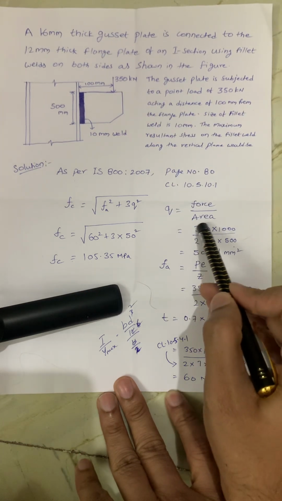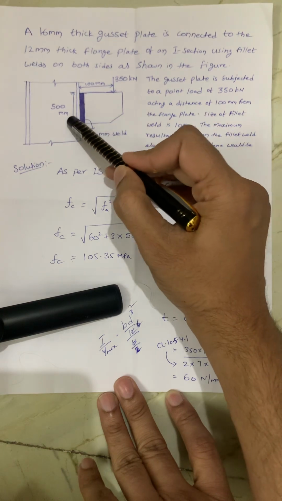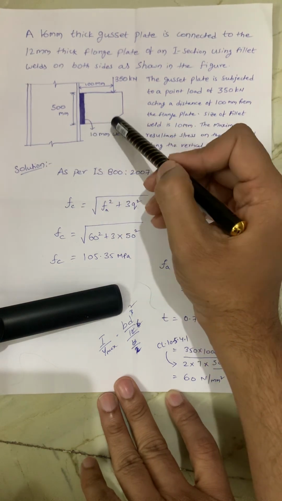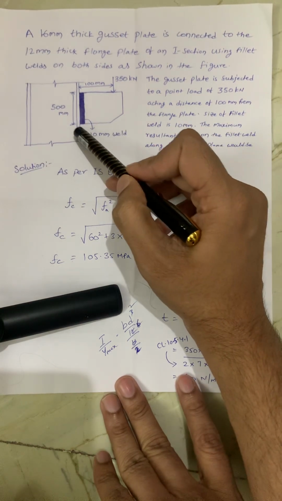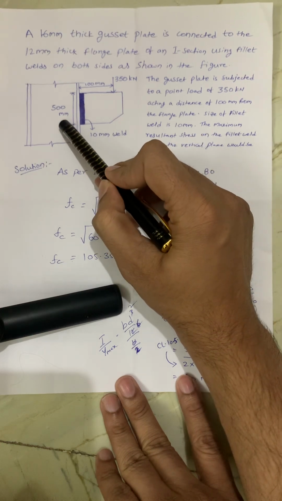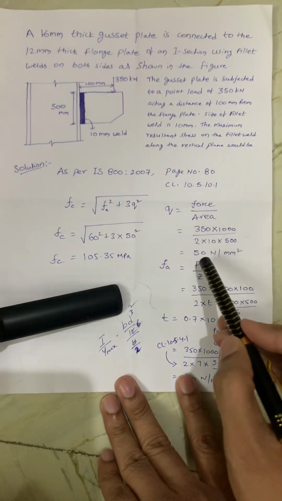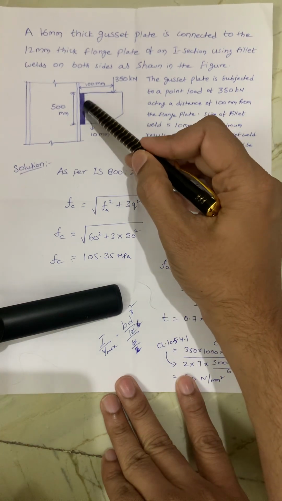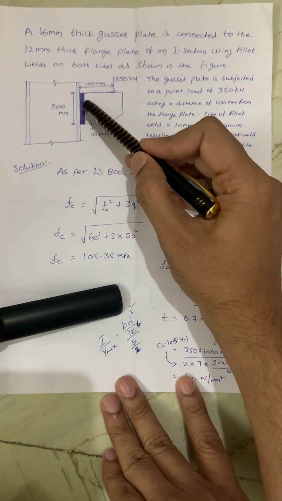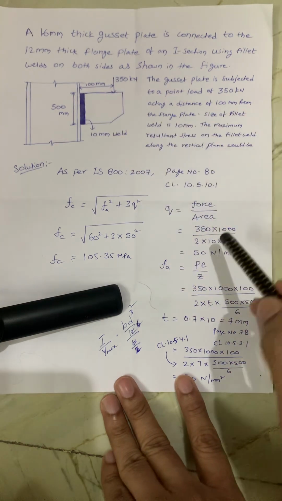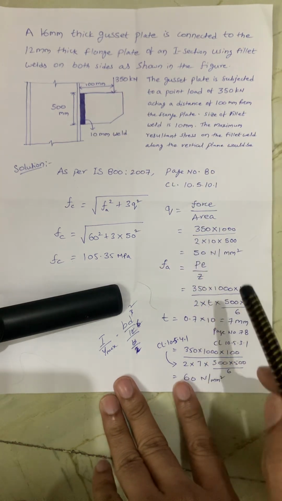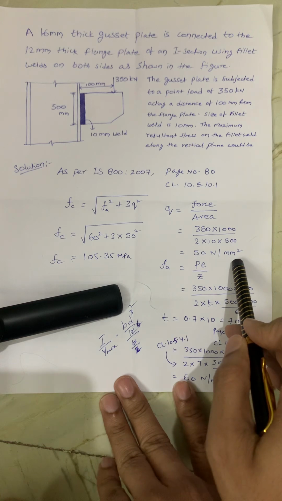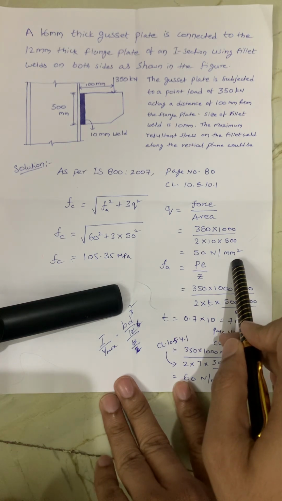And next, area is nothing but L into B, this rectangular portion area. So L into B is nothing but 10 into 500 mm. But here I wrote 2, which is nothing but two sides we are doing the welding. This is one side and this back side is another side. So that's why I wrote 2. I got 50 Newton per mm square.